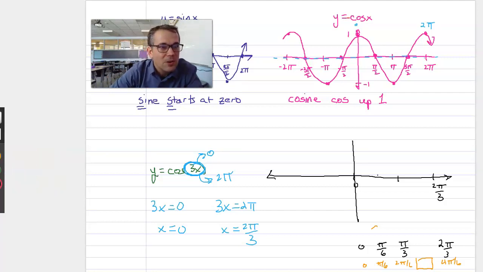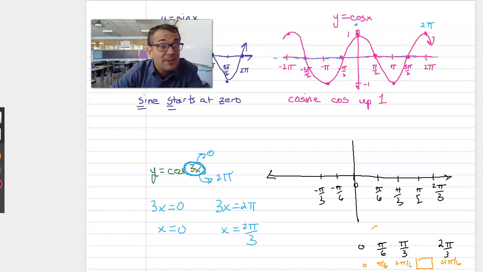So I know there's a new 0 here at pi over 6, at 2 pi over 6, which is pi over 3, and this was 3 pi over 6, which reduces to pi over 2, and I'll have all the negative counterparts over here the same way.